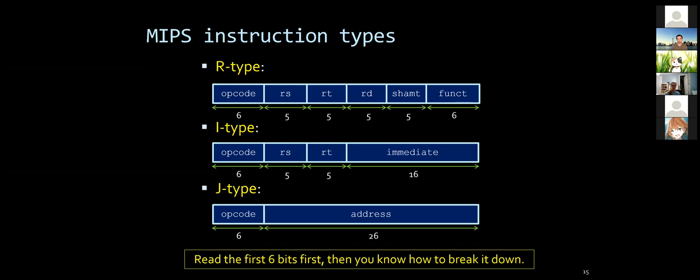So to understand what is what, you need to read the first 6 bits. Then you know how to interpret it. Because you see, until I read the opcode, I don't know how I should interpret the remainder of the bits. Should they be interpreted this way, or this way, or this way, right? So this is a challenge, sometimes.